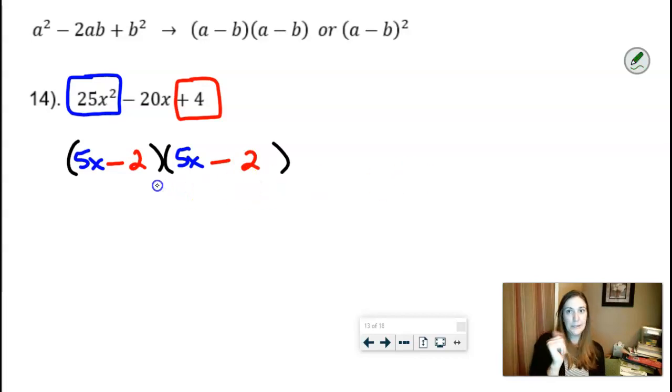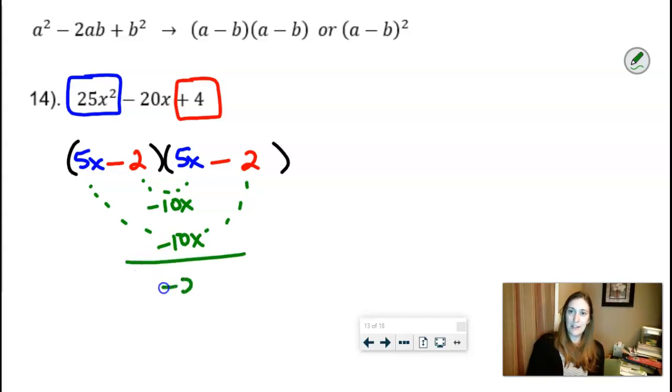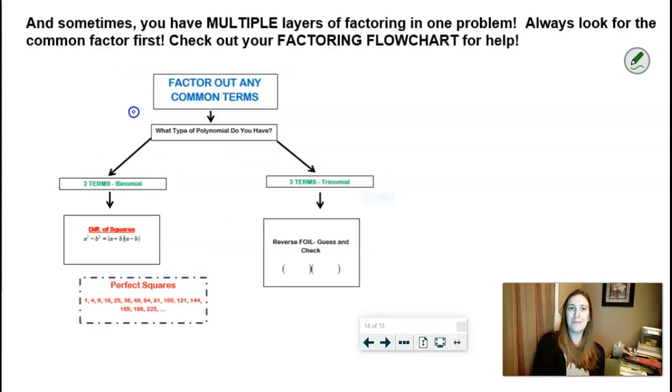And then, lo and behold, look at our arches. We got 2 of the same arch, so negative 10x, and then another negative 10x. And if you add 2 negative 10s together, y'all get negative 20x, which is exactly what we needed in the middle of our puzzle. So those are fun, right? Let's put it all together now. Sometimes you gotta do more than one type of factoring.